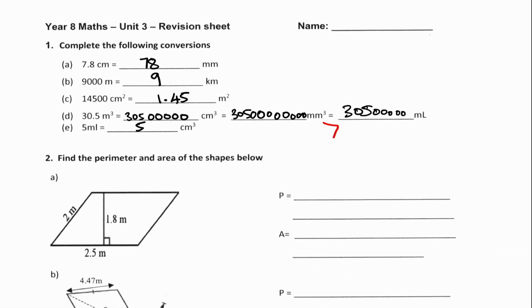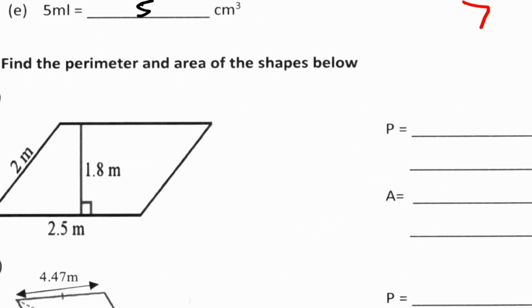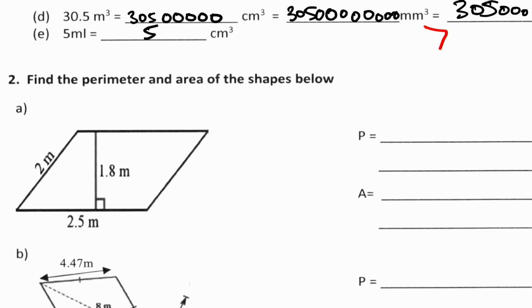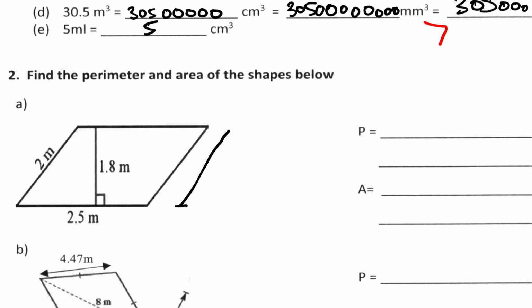Okay, find the perimeter and area of the shapes below. Well, the perimeter is just adding up all of our sides. So we know that this side is 2.5 meters. It doesn't tell us this length, but we can infer from the other side that it is 2 meters. This side here is 2.5 meters, which means this side over here is 2.5 meters.